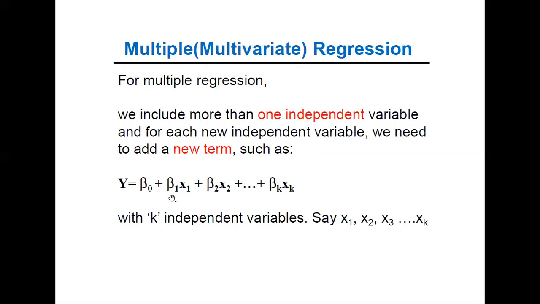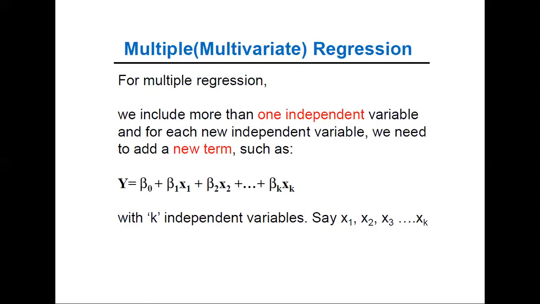So the influence of x1 on y, with respect to its coefficient, is beta 1 times x1. Similarly, beta 2 times x2 on y, and so on, beta k times xk on y. If x1, x2, xk are 0, or beta 1, beta 2 and so on beta k are 0, then y is equal to beta naught, which is a constant. This is a very simple multiple or multivariate regression equation.